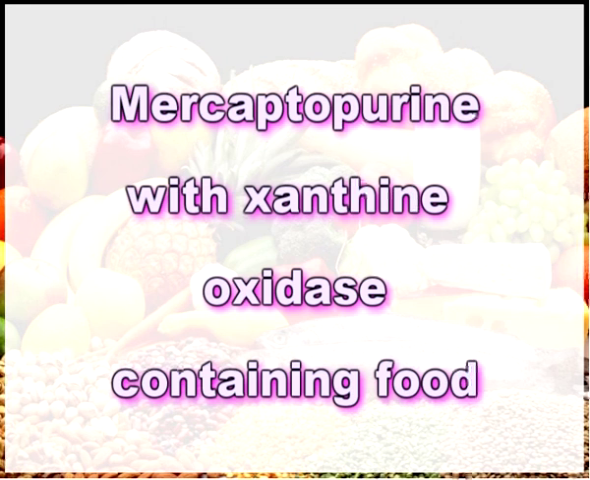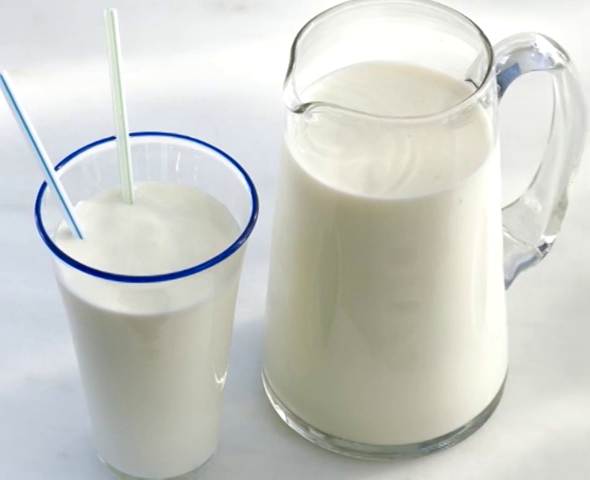Now, another interaction is mercaptopurine with xanthine oxidase containing food. Mercaptopurine is a purine analog used for acute lymphoblastic leukemia and chronic myelogenous leukemia. Mercaptopurine is inactivated by xanthine oxidase, and concurrent intake of substrate containing xanthine oxidase may potentially reduce bioavailability of mercaptopurine. Cow's milk is known to contain a high level of xanthine oxidase.